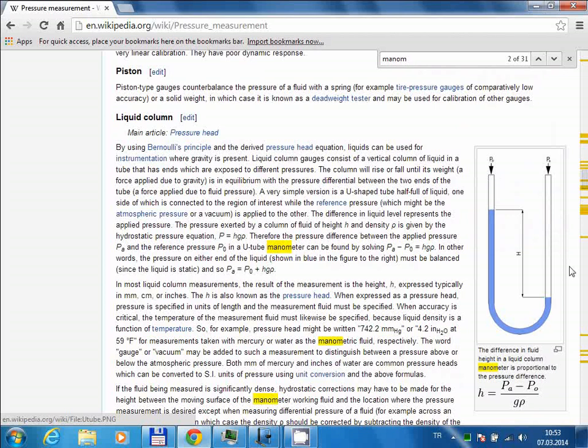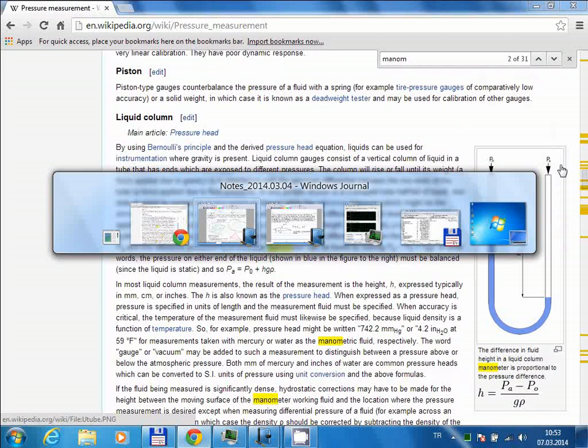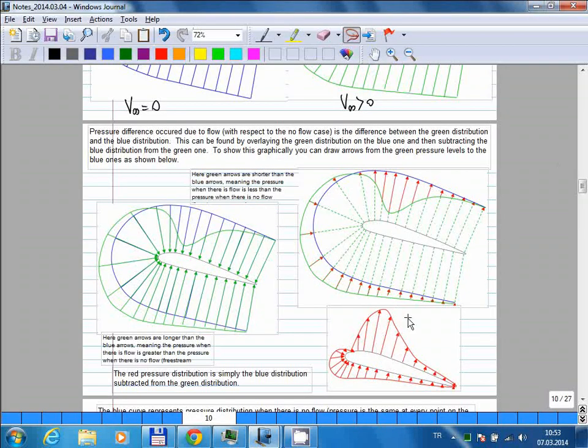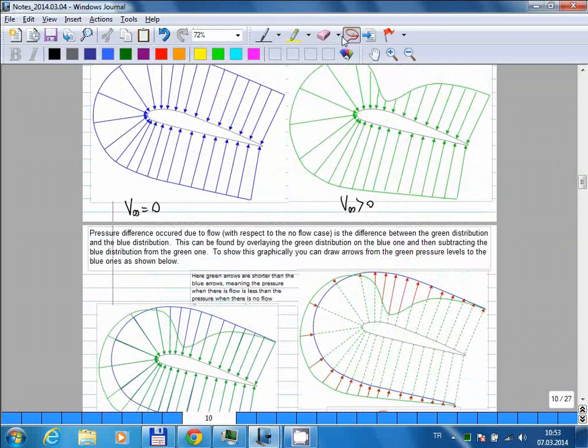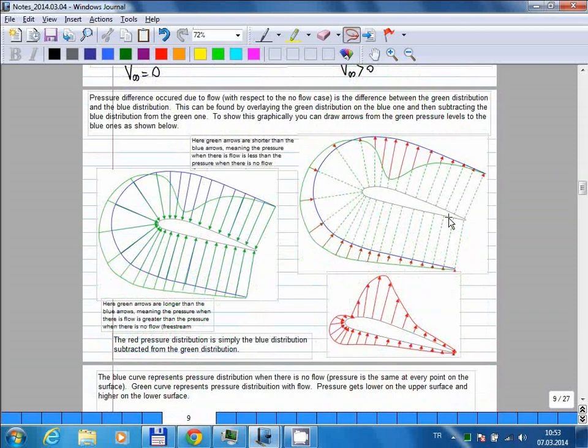But since the other side of the manometer is open to the atmosphere, with this device you measure the relative pressure. You measure the pressure with respect to the atmospheric pressure without any flow. That's why you measure the difference. And if you do that, you get these red arrows. Again, you don't measure the absolute pressure shown with this green distribution. Instead, you measure the difference between this and the pressure in the room where the wind tunnel is placed, and that actually gives you these red values.